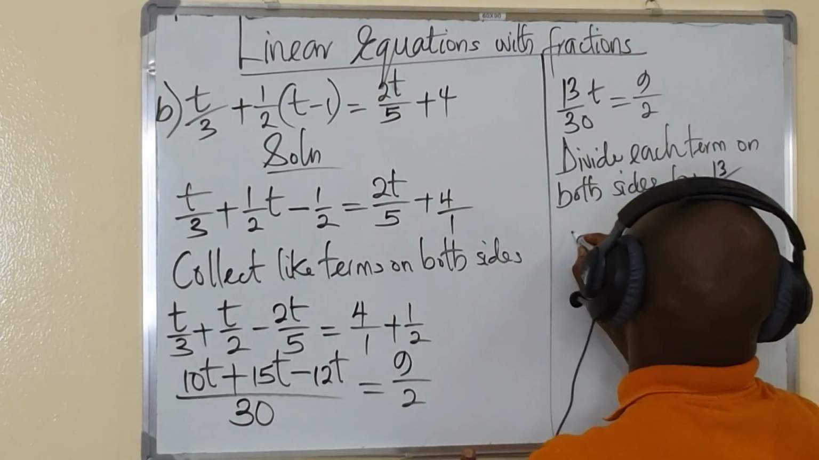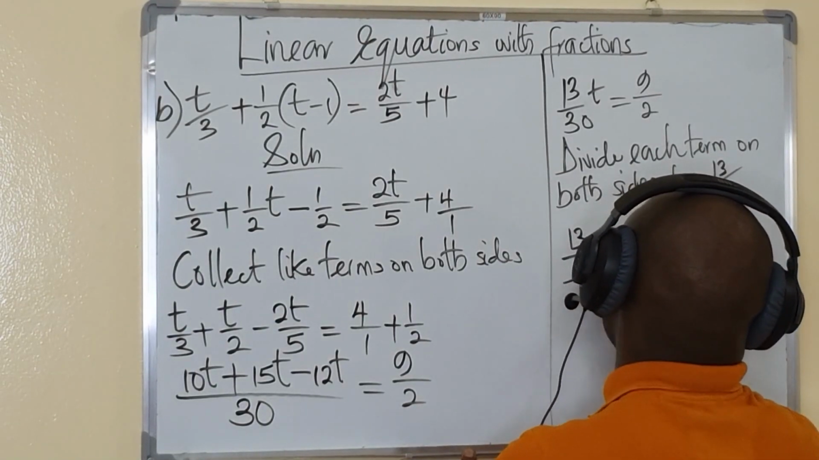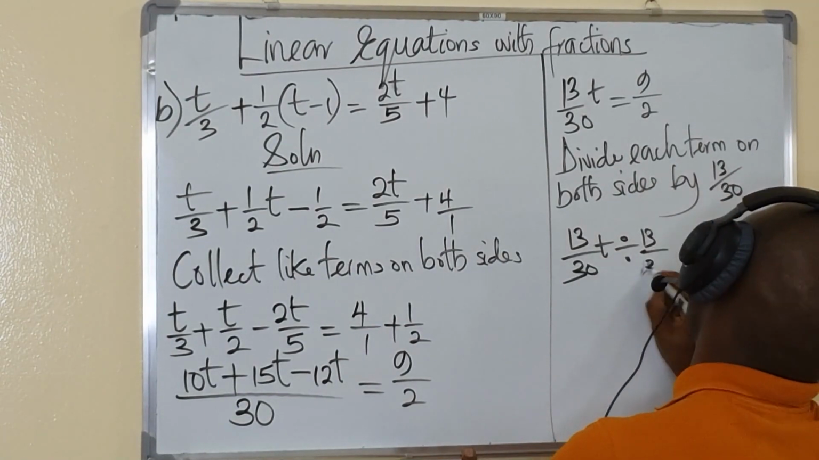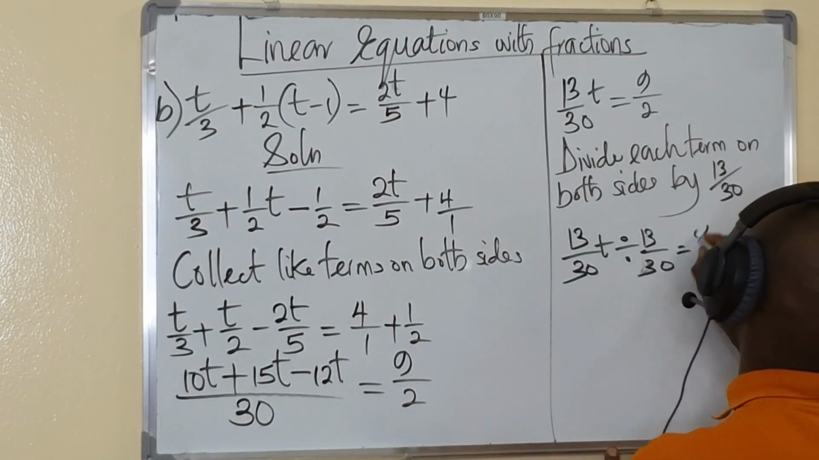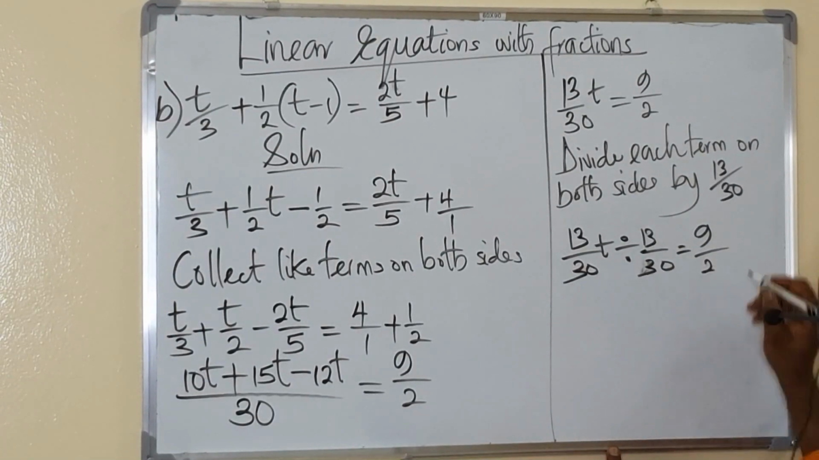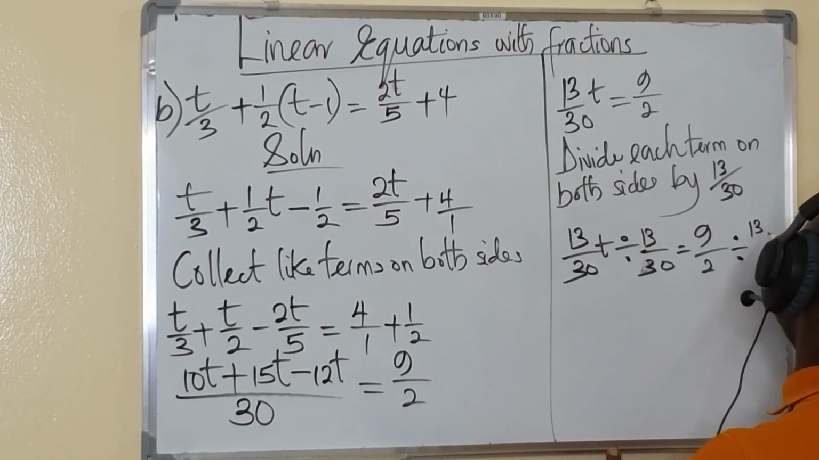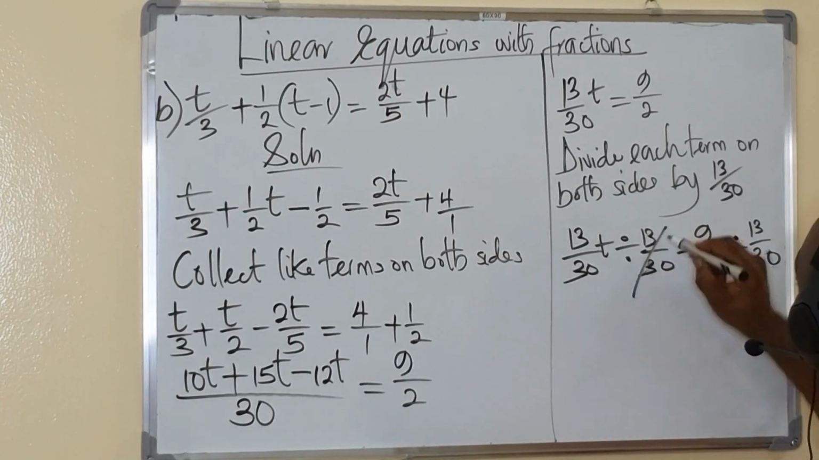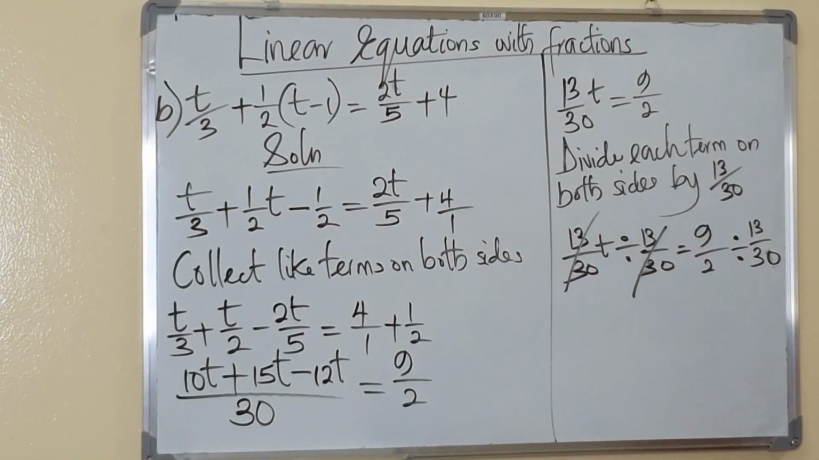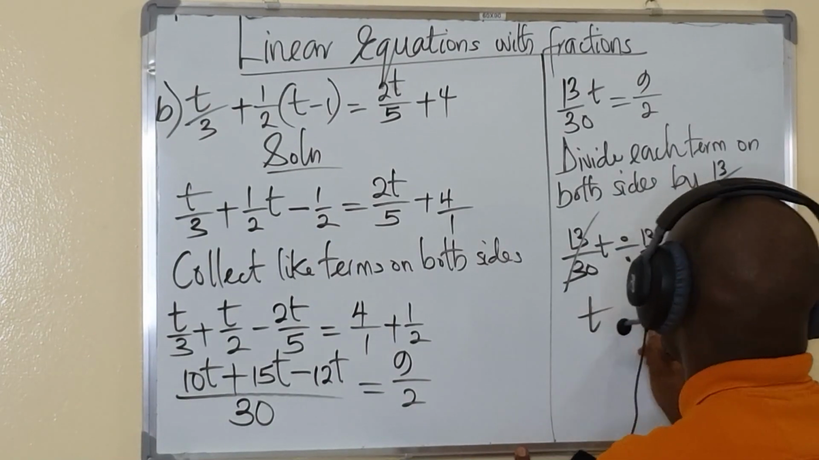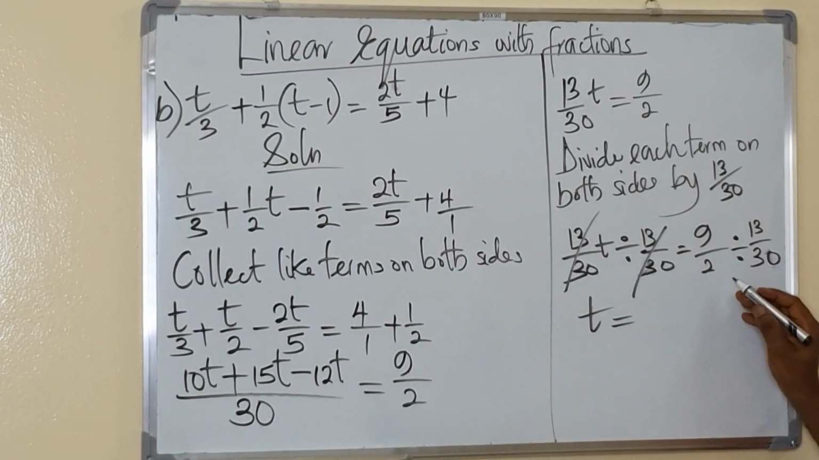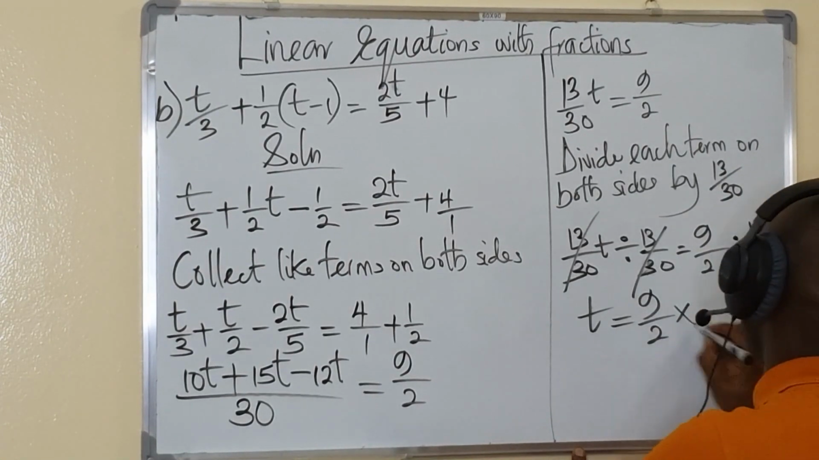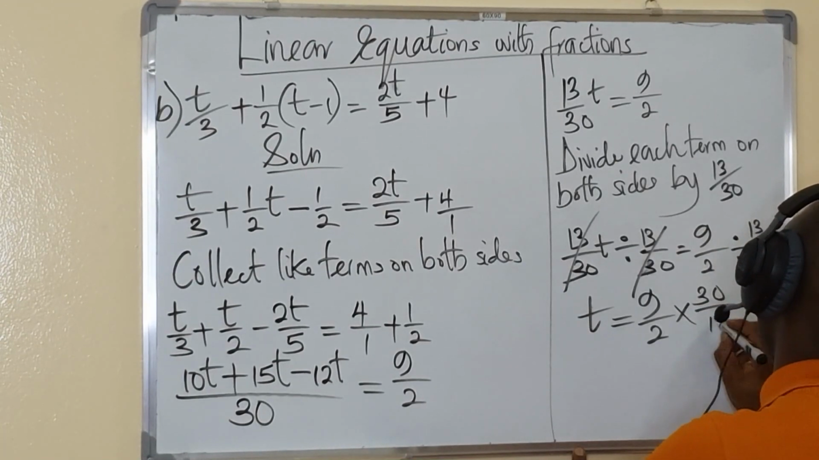Therefore, to apply this, I'm going to divide 13/30 of t by itself, by 13/30. And I'm going to do a similar thing to the right hand side by dividing 9 upon 2 by 13/30. So to do that, on the left hand side, 13/30 divided by 13/30 is 1. So we are left with 1t on the left. 1t is equal to, on the right hand side, applying our basic skill of dividing fraction, we have 9 over 2 times 30 over 13.